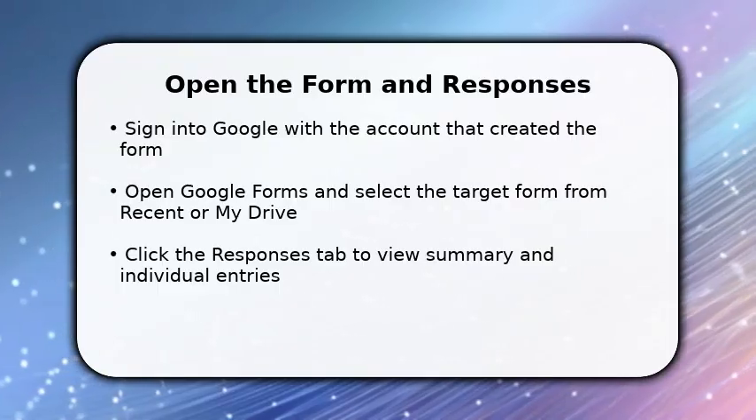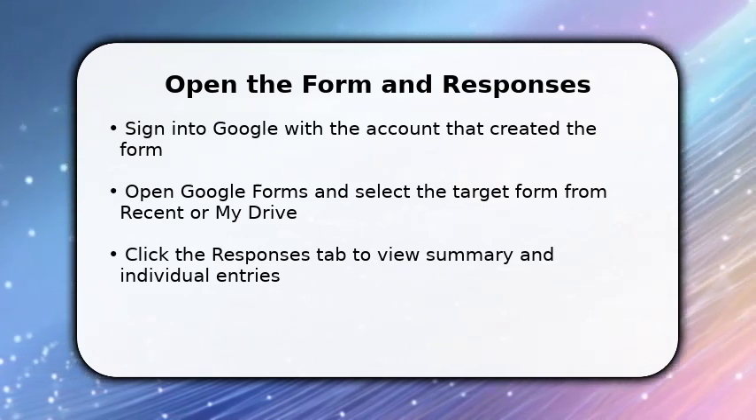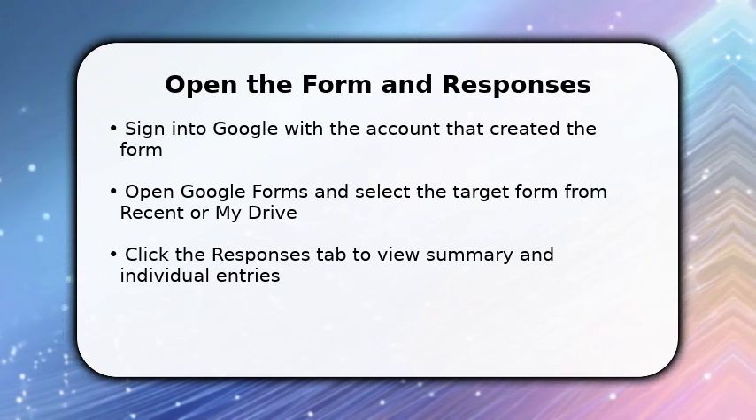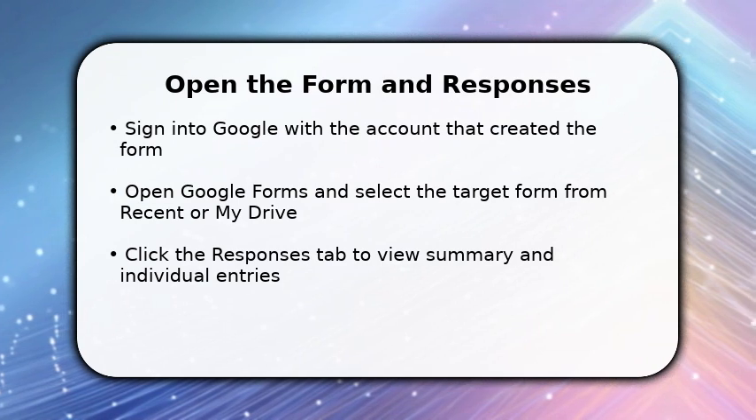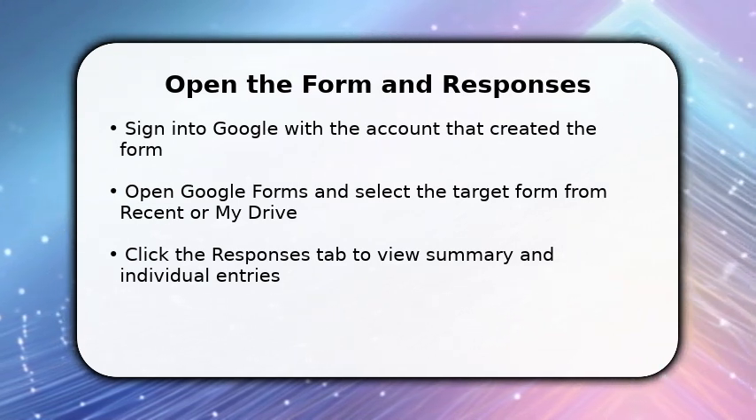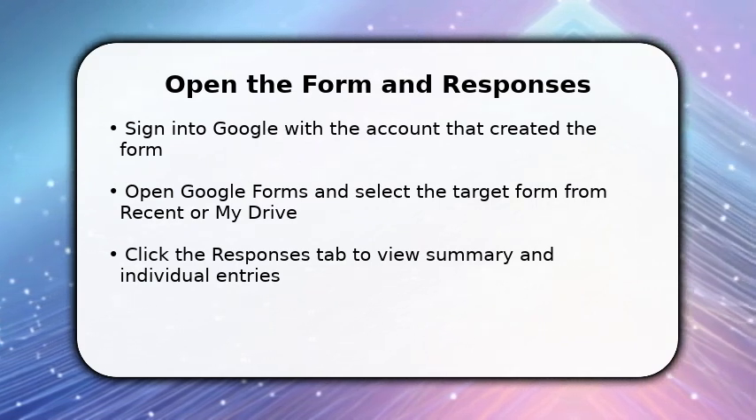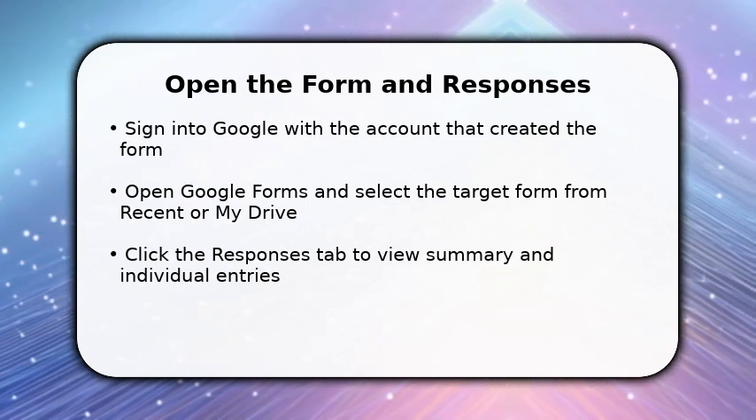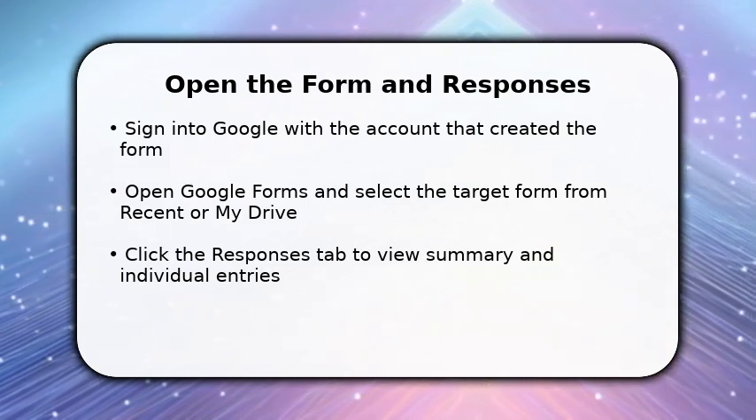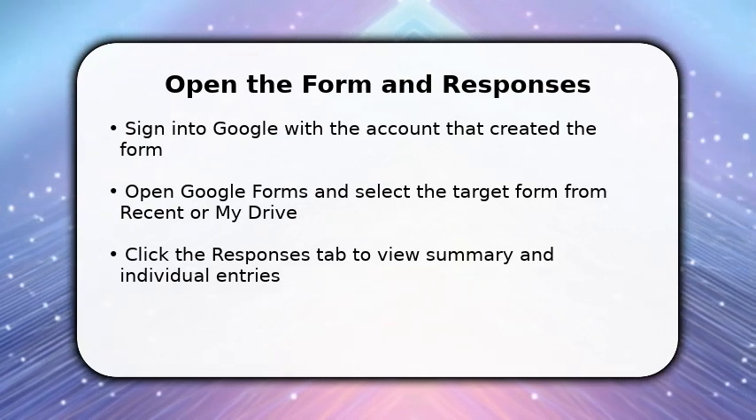You're starting inside Google Forms. Sign in with the account that owns the form and open it now. Once the form is open, switch immediately to the Responses tab so you see aggregated data and lists. If you need individual submissions, click the Individual view. For quick metrics, use Summary. Make sure to note which question identifies respondents so you can match entries later. This first step gets you from a blank editor to the actual collected data quickly.